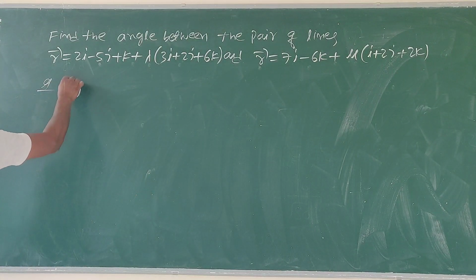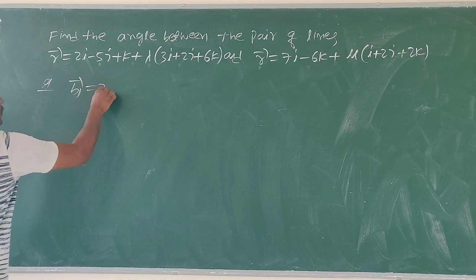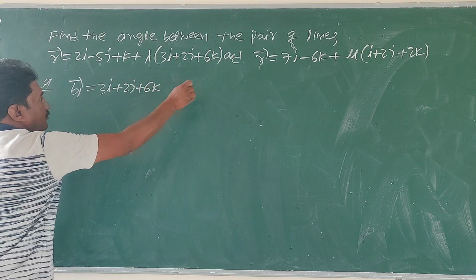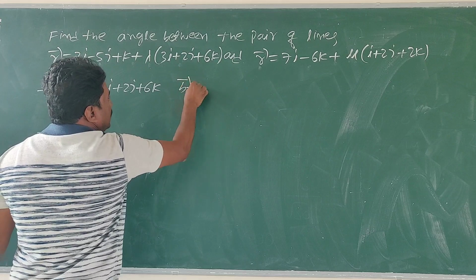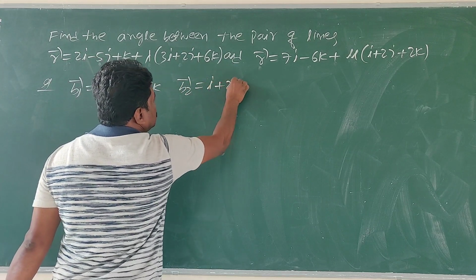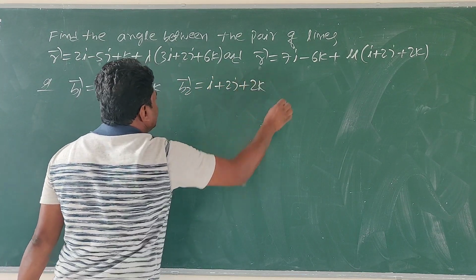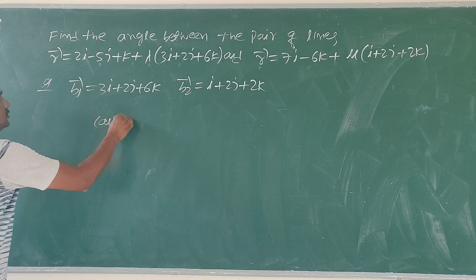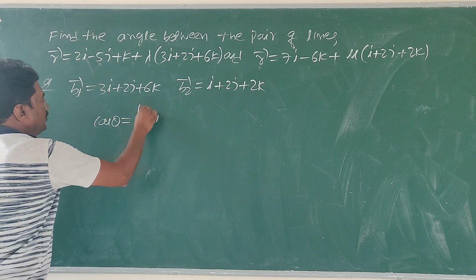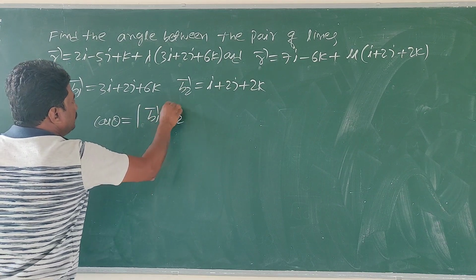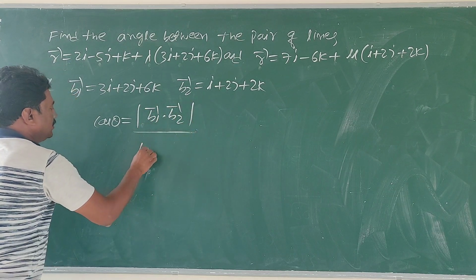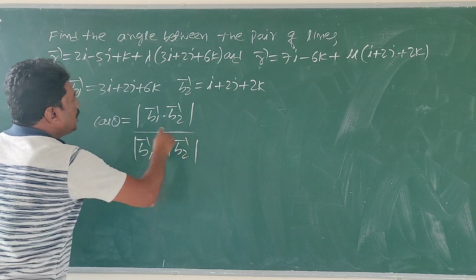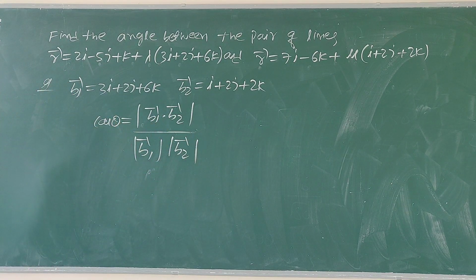So vector b1 is 3i plus 2j plus 6k. Vector b2 is i plus 2j plus 2k. Cos theta. What is cos theta? Cos theta is mod b1 dot b2 by length of b1 into length of b2. So calculate b1 dot b2 and substitute, students.